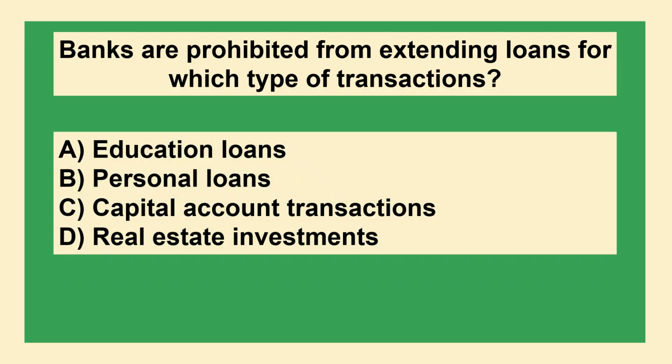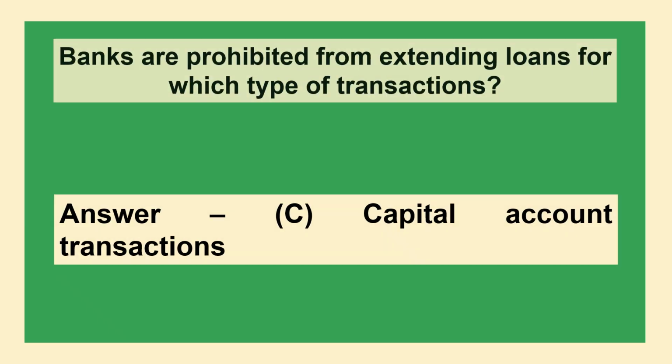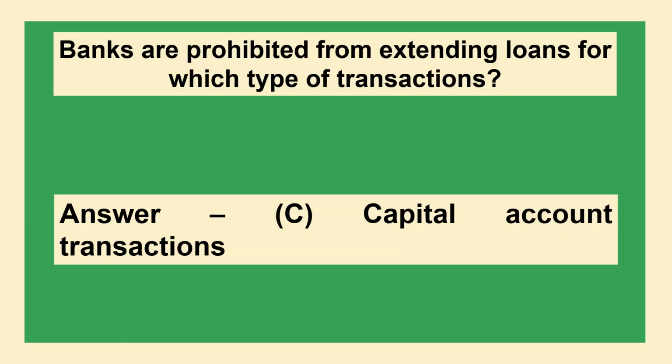Banks are prohibited from extending loans for which type of transactions? Option A, educational loans. Option B, personal loans. Option C, capital account transactions. Option D, real estate investments. The answer is option C, capital account transactions.